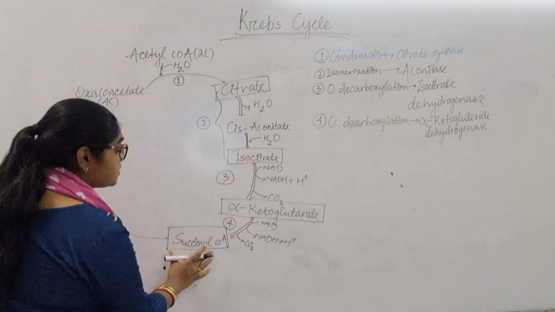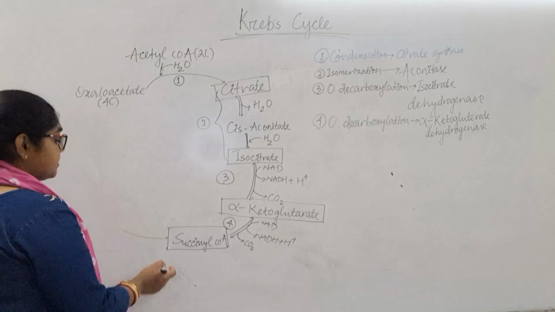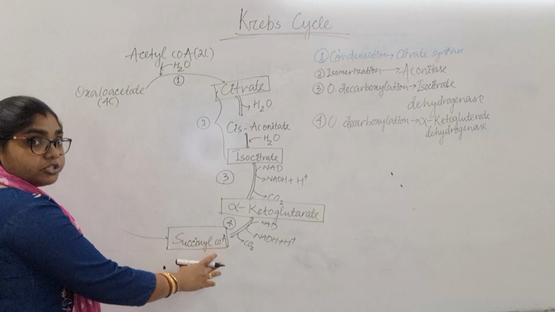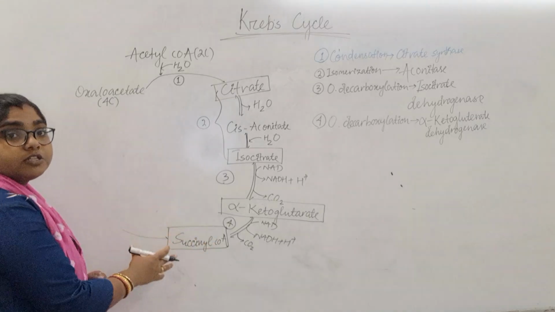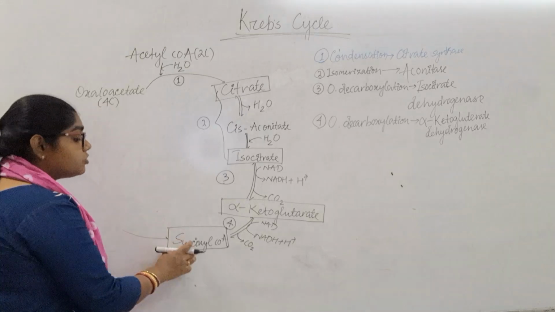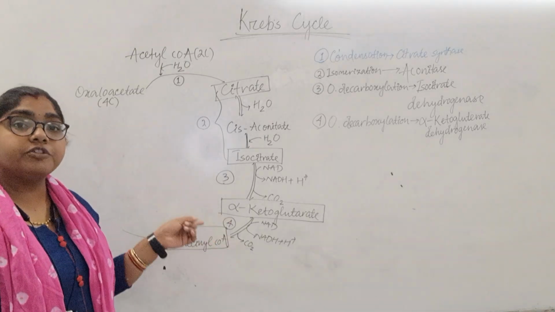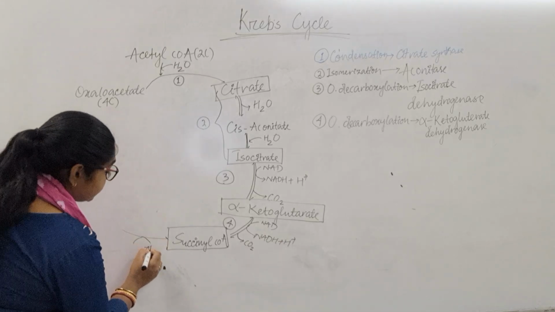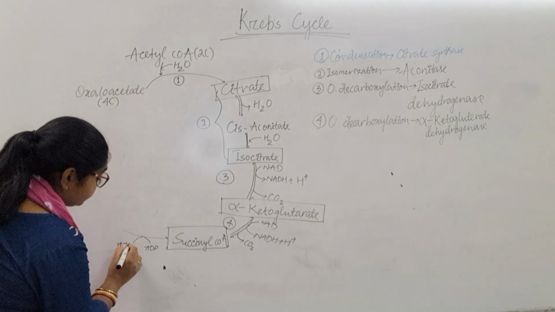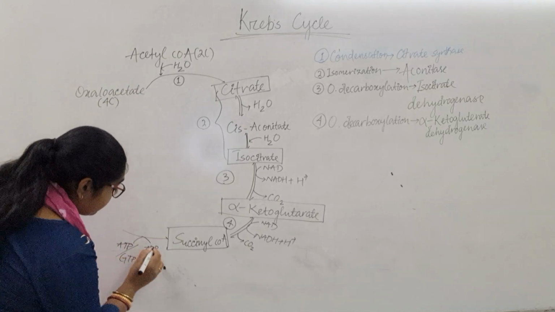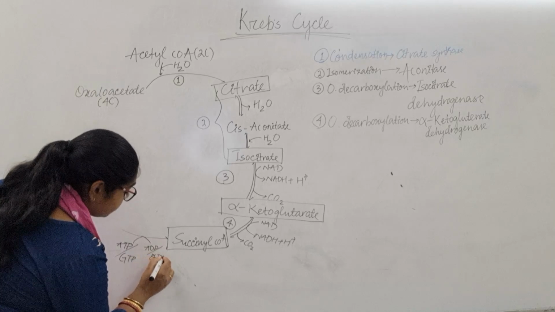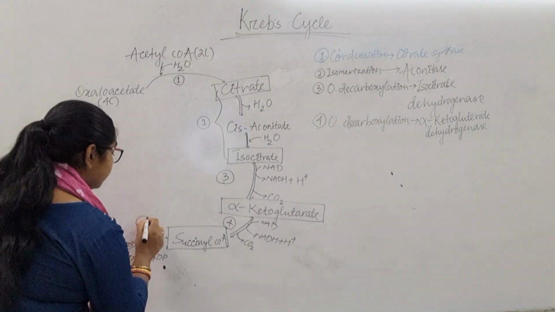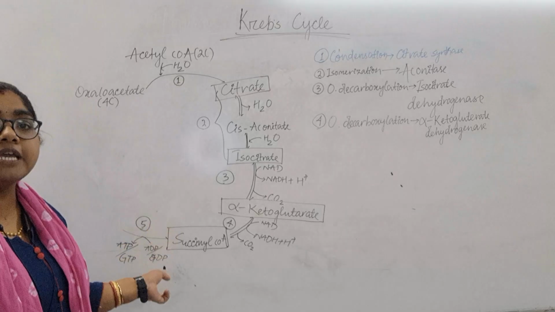Now, this is an important step because at this step, the thioester bond of succinyl coenzyme A gets cleaved along with the phosphorylation process. That means it will remove one phosphate group and it will produce ATP or GTP from ADP or GDP. So the fifth step is the only step where the Krebs cycle directly produces ATP.